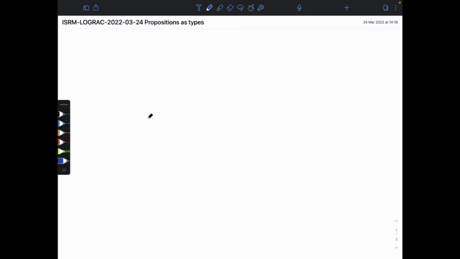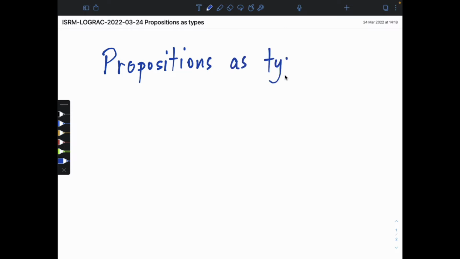So today's topic is called Propositions as Types. We're going to make explicit a correspondence which we have been using already in Agda all the time while working with Agda, with logic. But today we're going to have a look at it from a bird's eye view to understand what is going on, what this correspondence is.